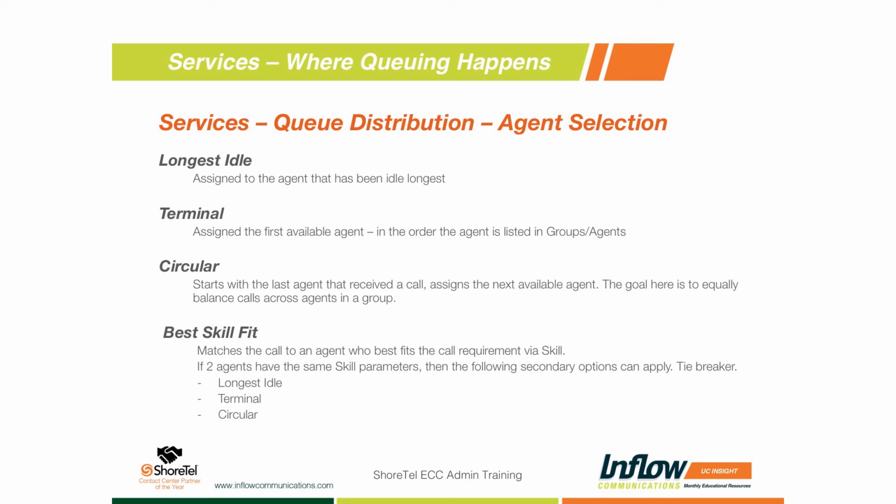Best skill fit is when it matches the proficiency level, and then if you have two agents that have the same skill parameters, there's a tiebreaker, along with idle, terminal, and circular. So you have options. You're never really stuck.